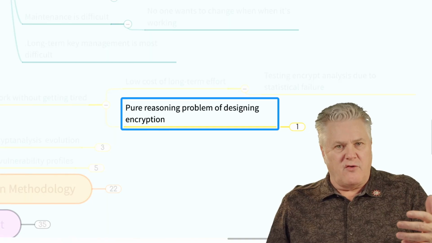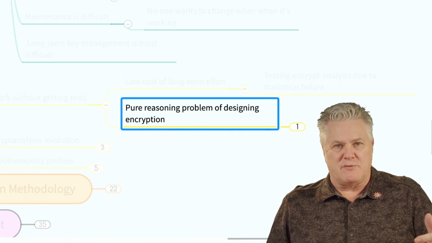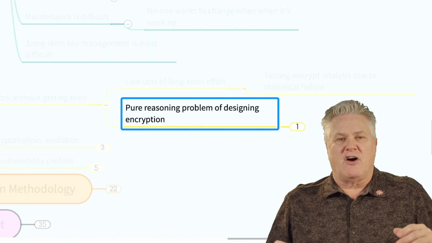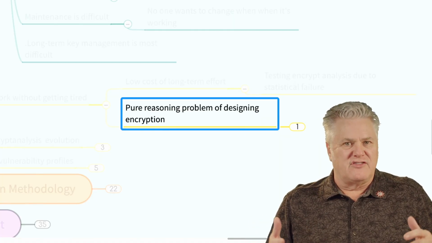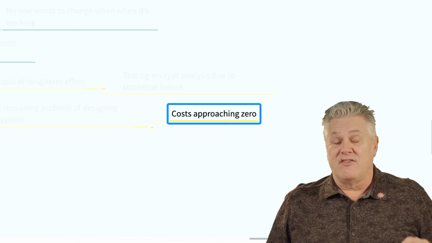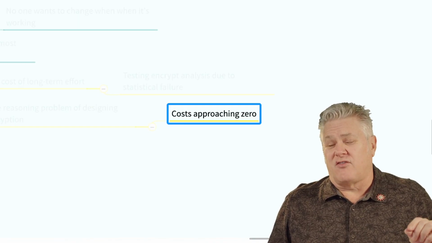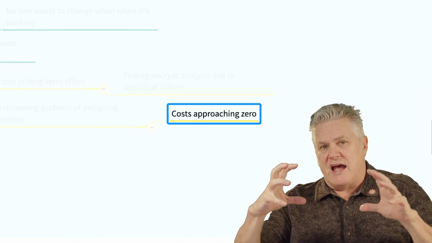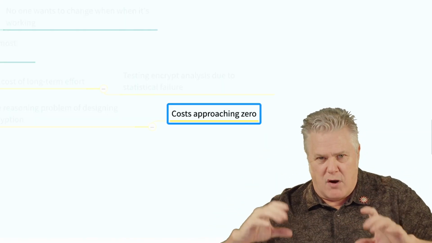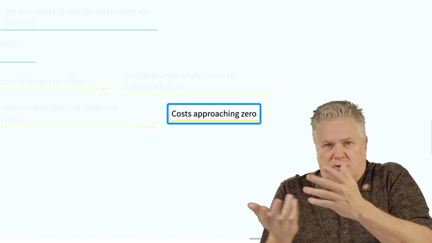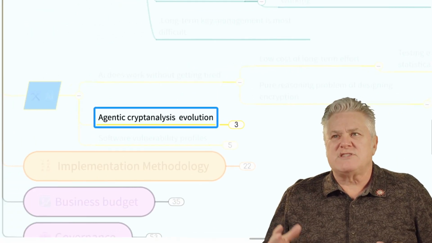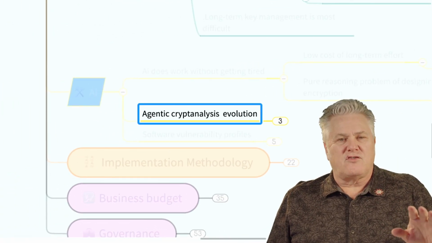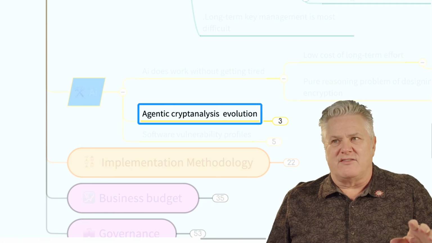One of the things that we also have to do when we're building encryption or using encryption is we have to understand that it is a pure reasoning problem, especially for the design of encryption. And the great thing is that those costs, once the cryptographers get things set up and in motion, they can get the cryptography machines, the AI machines, to take care of it for them. What's that look like? Well, let's start with agentic cryptanalysis evolution.